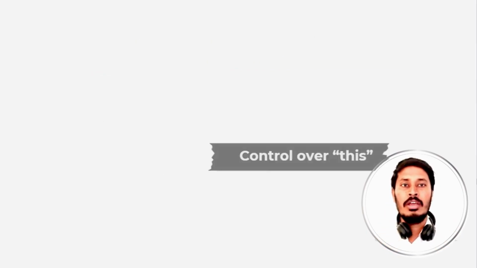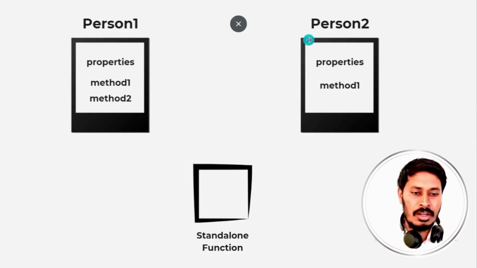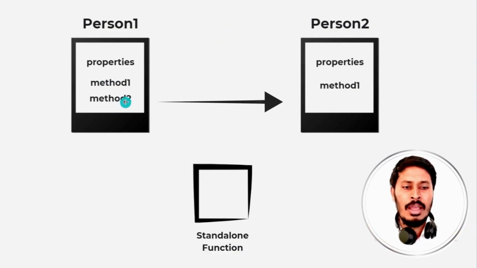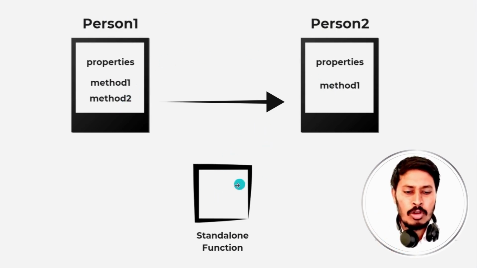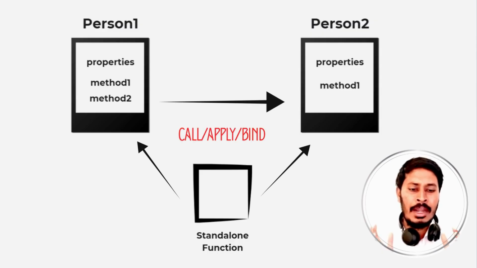Understanding method borrowing is very simple. Each object has its own properties and methods. Here we have two objects, person 1 and person 2, and both objects have their own properties and methods. And in JavaScript, we can do interesting things. Sometimes object 1 has a useful method and object 2 wants to use it. Or we can have a standalone function that is shared by multiple objects. And this is achieved by using call, apply, and bind.